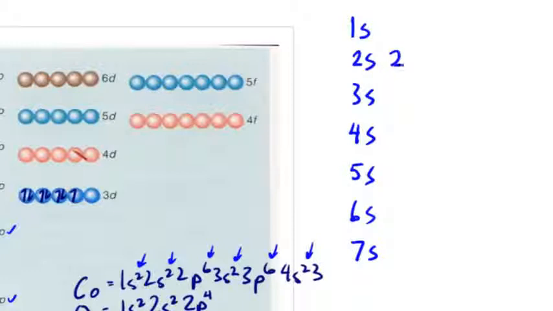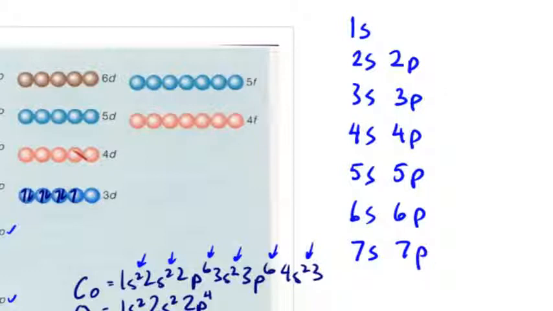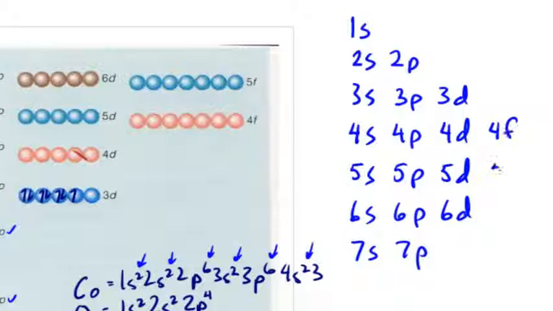In another column, 2p, 3p, 4p, 5p, 6p, 7p. And then another column, the d's, starting with 3d, 4d, 5d, and 6d. There's no 7d. And then finally the f's. There's only 4f and 5f.